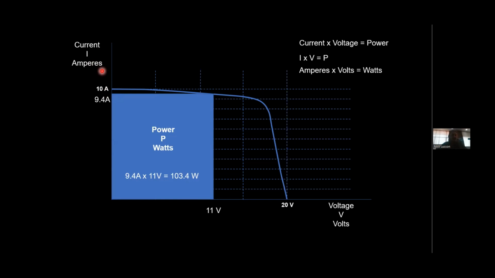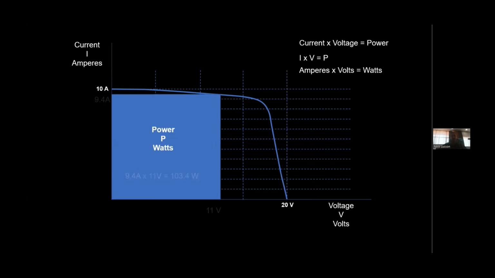So again, guys, I'm trying to give you a lot of information so that you can see how it's all related. If this is new to you, don't feel bad if you don't remember everything and don't get everything that I'm saying. Just try to get the basics. I'm trying to show you the relationship here. Current times voltage equals power. And what a solar panel is capable of is this curve.